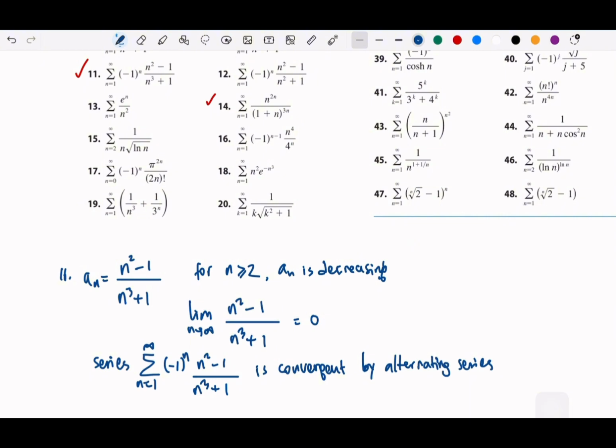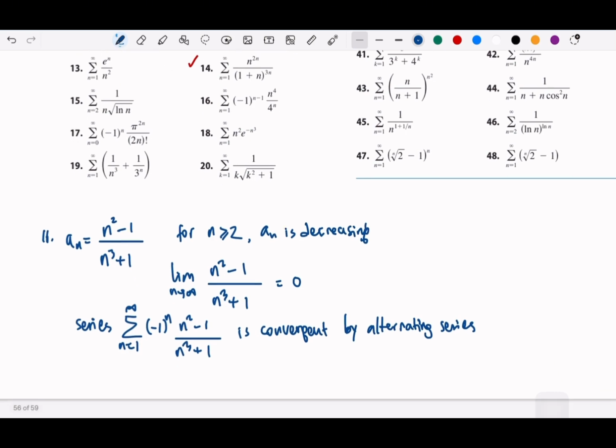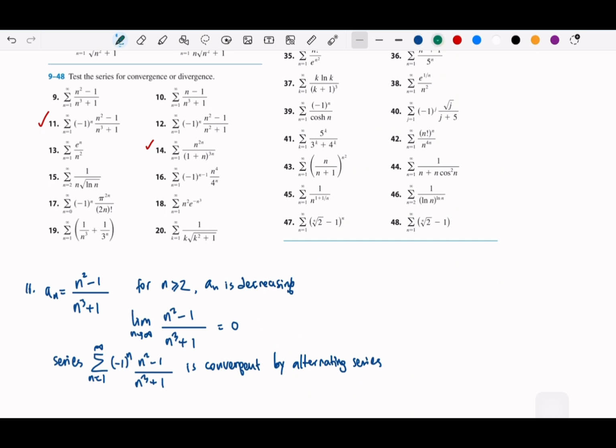However, if the question asks further, like, we know that this is convergent by alternating series, but which one? Is it conditional or absolute? Then we could try to evaluate the series without the alternating sign. For example, we can check that the series, okay, be careful. The series like this, okay. So we have this series.